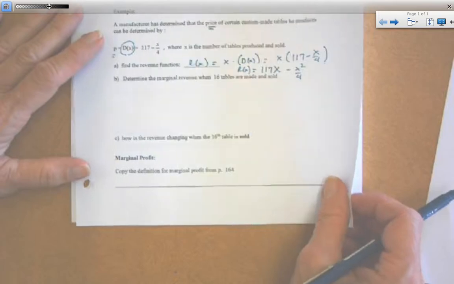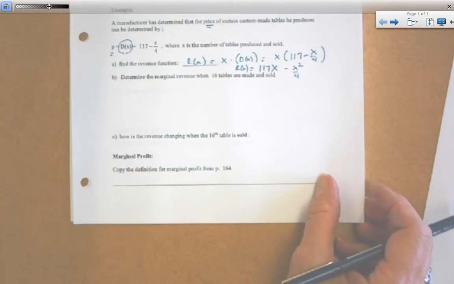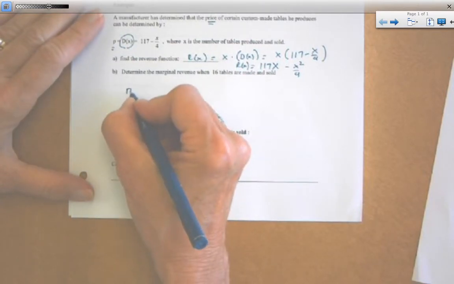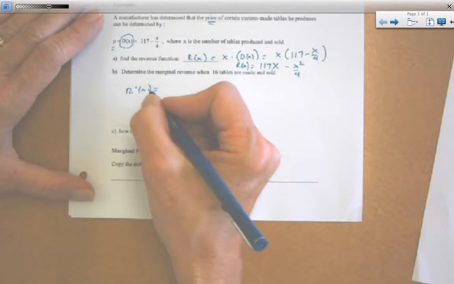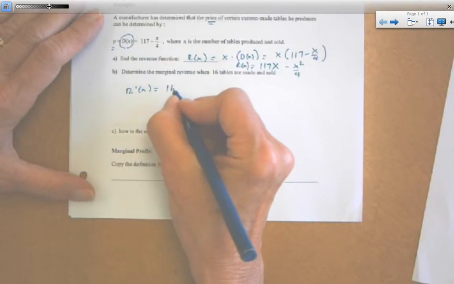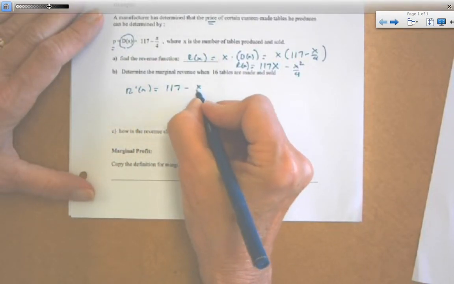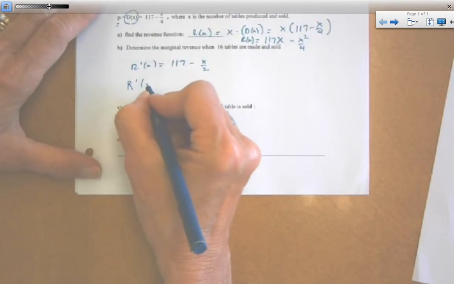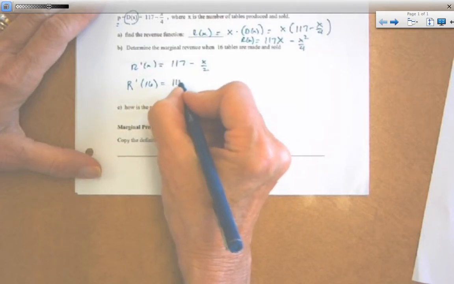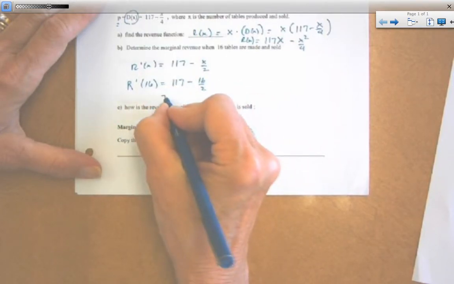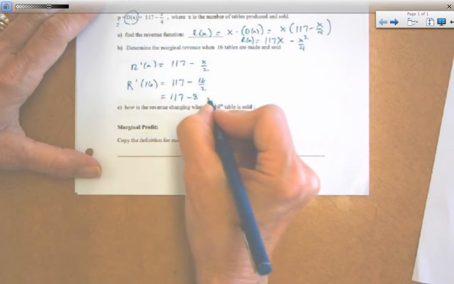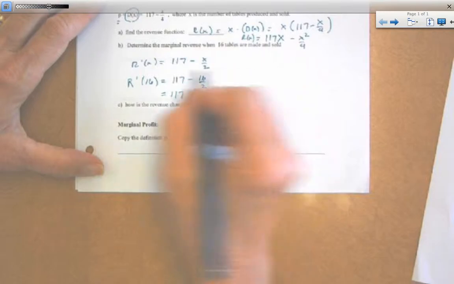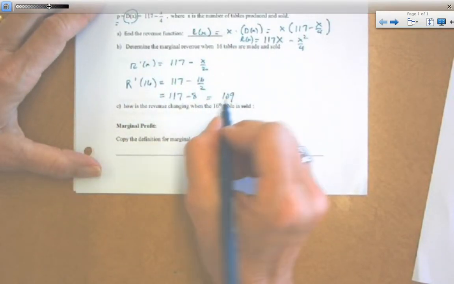Determine the marginal revenue when 16 tables are made and sold. Well, that's the rate of change of the revenue when 16 tables are sold. All right. So R prime of X is going to be 117 minus X over 2. Quickly doing your algebra in your head, the rate of change of the revenue after 16 tables are sold is 117 minus 16 over 2, 117 minus 8, which is 109. So the marginal revenue is $109.